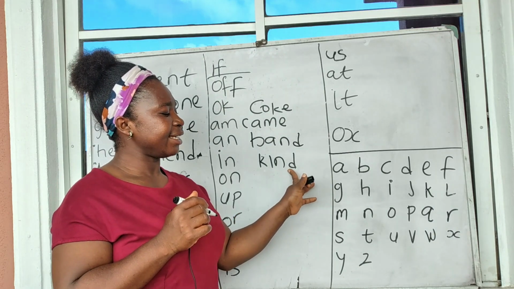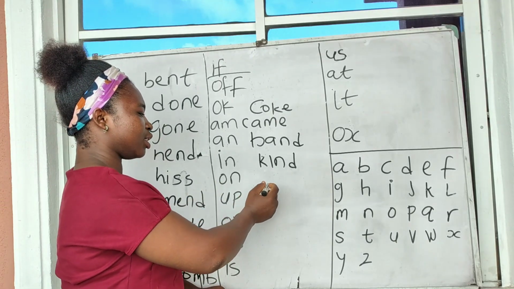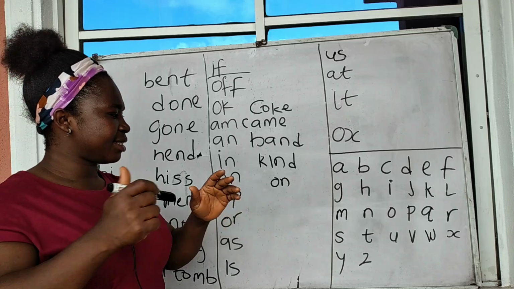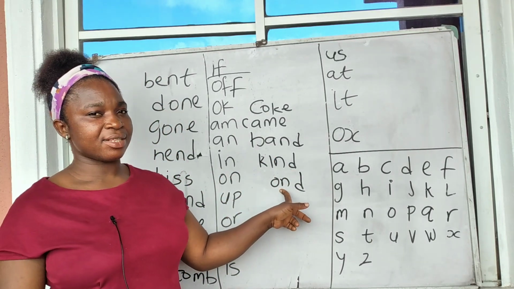And we added the D, it becomes kind. All right, to move on, this is O-N, on. D at this side, I'm going to have und. This is pronounced as und.